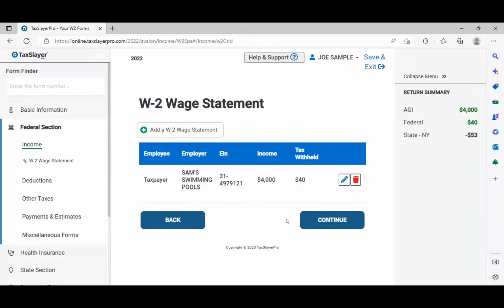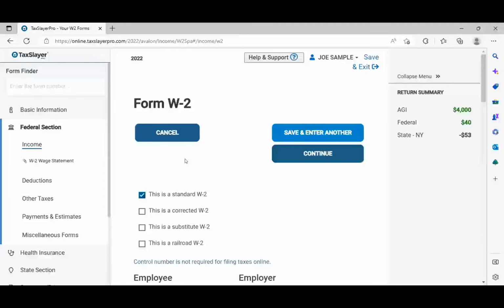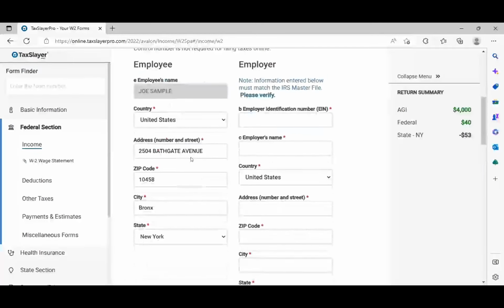In other words, let me see if I can try to call this up for you. Let's try to do it this way. So again, when we enter the employer identification number of another W-2 and it happens to be of that same employer, I'm not going to do it here. We put the EIN of Sammy's Swimming Pools. The information about Sammy's Swimming Pools will automatically come up here.